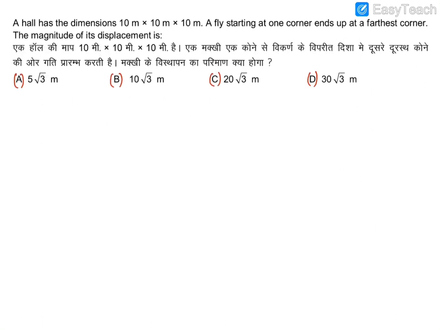Now we move on to the next question. In this question you can see that there is a hall which has a dimension of 10 by 10 by 10. This is a cubical hall, and one fly starts from one corner and ends up on the farthest corner. The magnitude of displacement is, obviously, the diagonal of the cube, which is root 3a. So its diagonal would be 10 root 3. So the correct answer would be B.